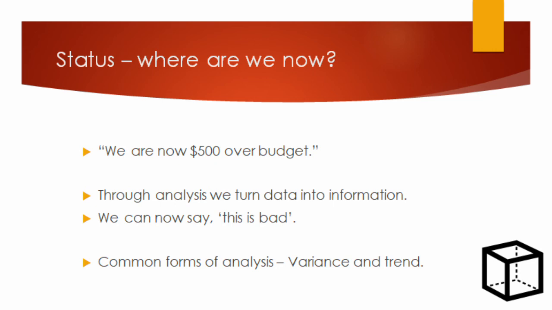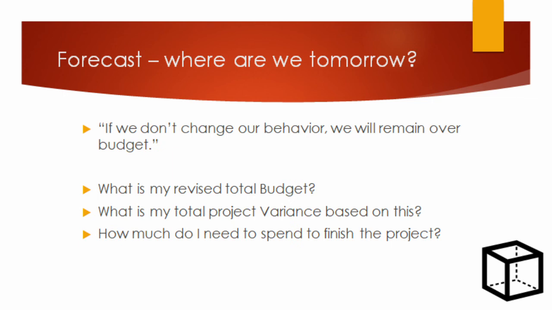Now, what we want is not just variance. We also want trending. Why? We want to forecast. We want to say, where are we going? If we don't change our behavior, we'll remain over budget. We can expect that, right?